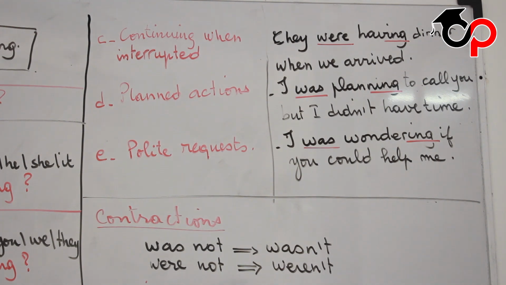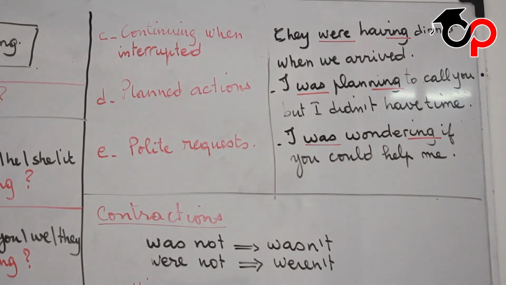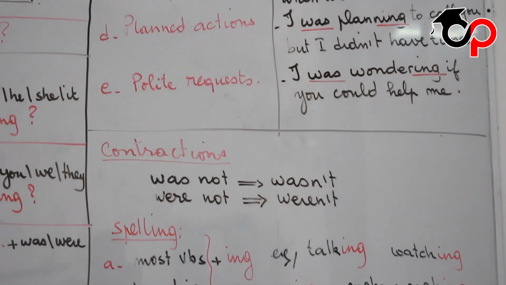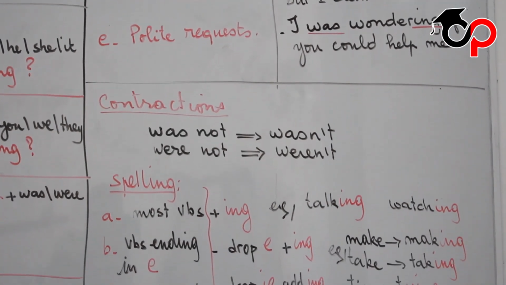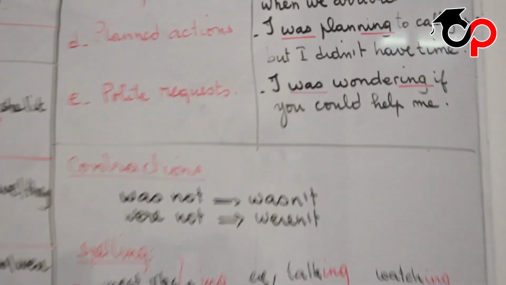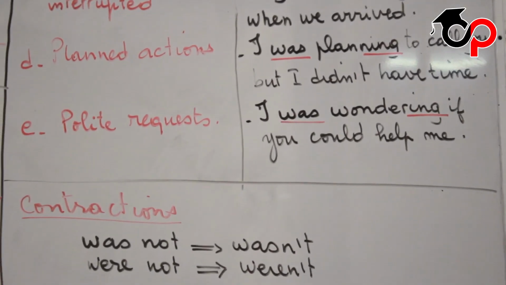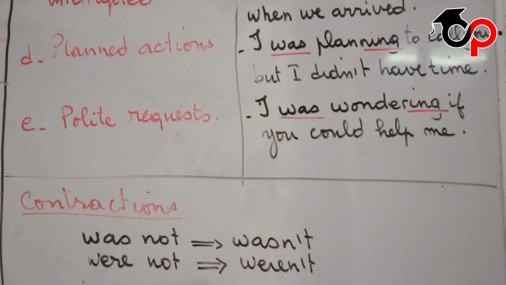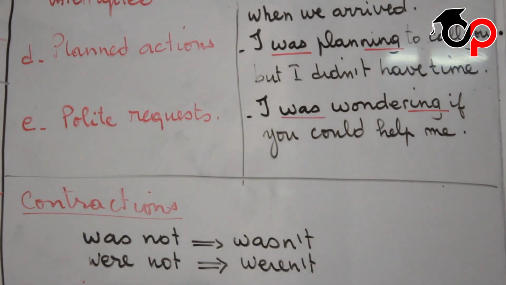Next, you can also use the past continuous in polite requests with a particular expression. For example, I was wondering if you could help me. You can also say, I was thinking if you could help me. Okay? So here I'm asking you to help me politely.